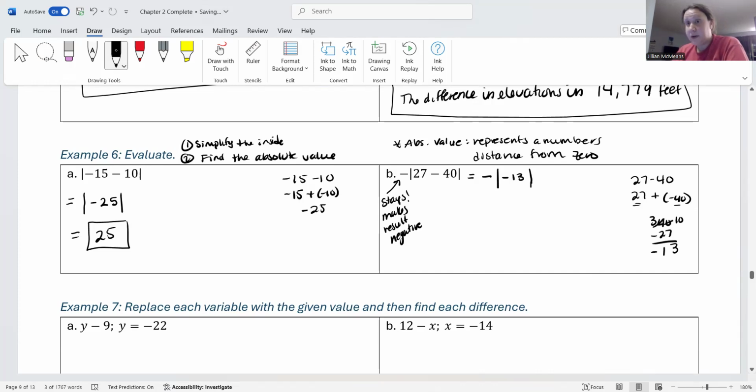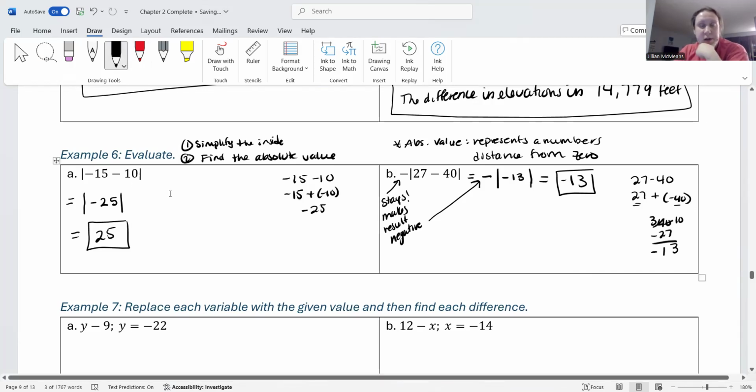All right, so the absolute value of negative 13. We want to know how far negative 13 is from 0. It's 13 units away, but this right here is going to make the final result negative. Even though the absolute value of negative 13 is positive 13, this negative right here makes the final answer negative 13.